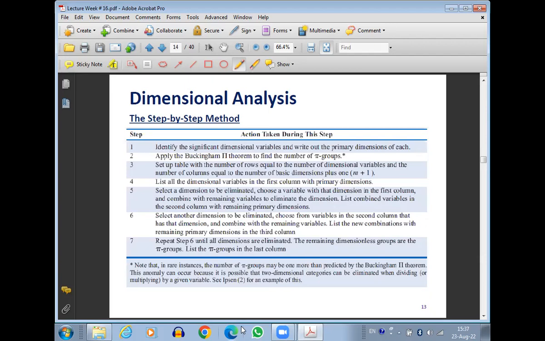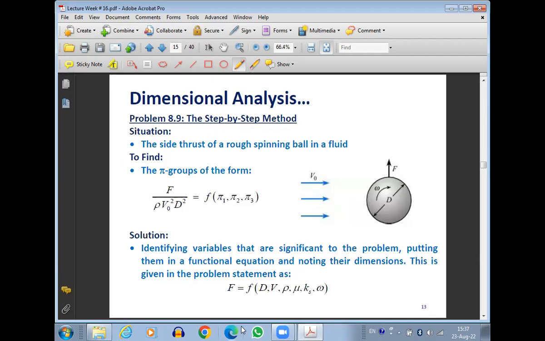There are some steps that need to be performed, and I'm not going to go through those steps, they are listed down here, but it's better to directly solve the problem, and it will explain much better how the step-by-step method is performed. So the problem is that we have a situation of the side thrust of a rough spinning ball in a fluid. We need to find the pi groups for this.